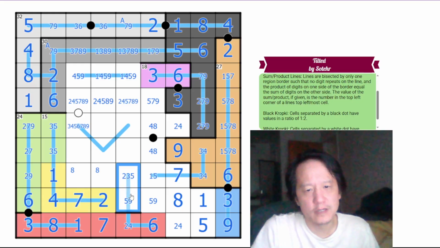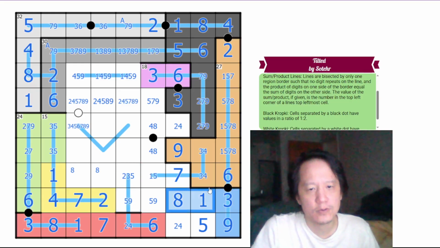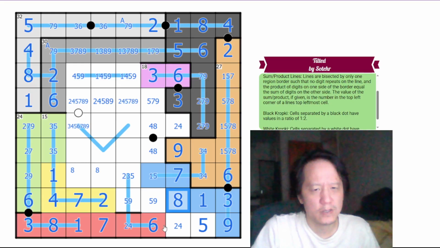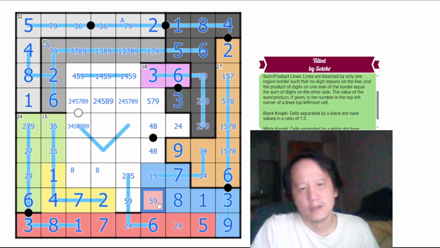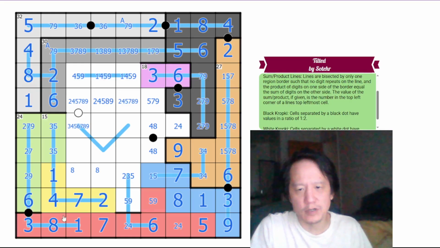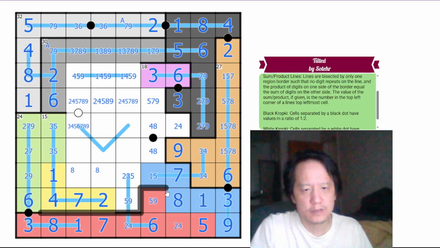Yellow is likely here. Blue has to get out. So this is blue. Red also has to get out. So blue would have to go this way. This would have to be red. Okay. That would force, and so this would be all done as a region.